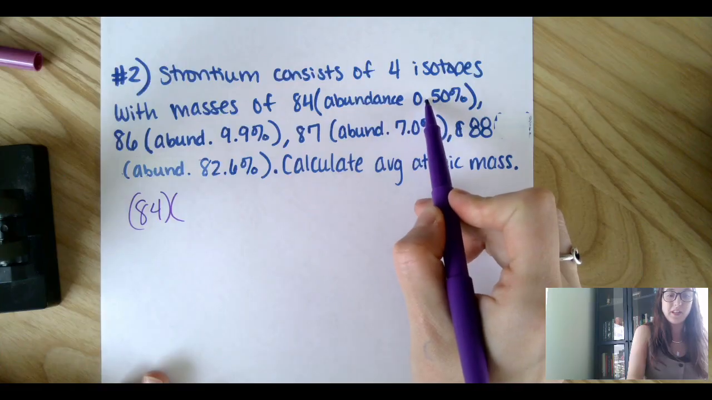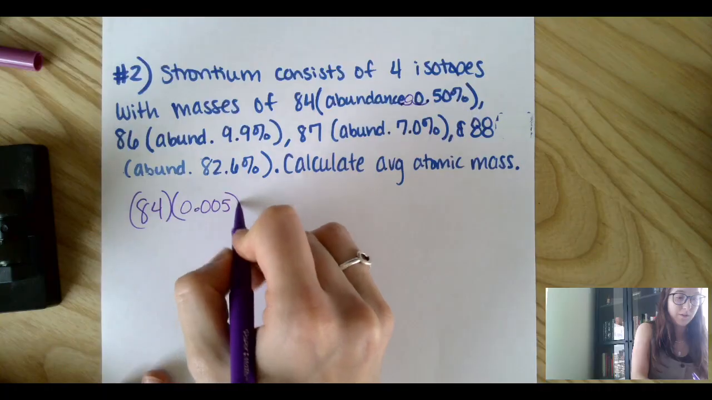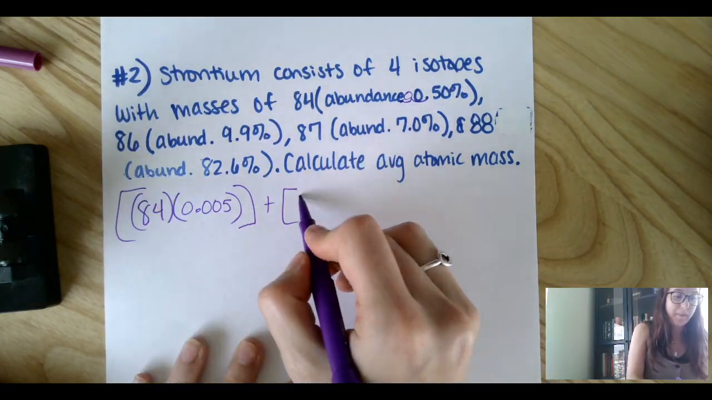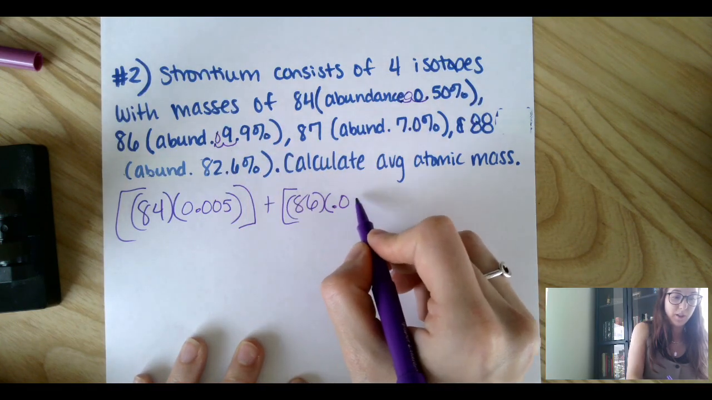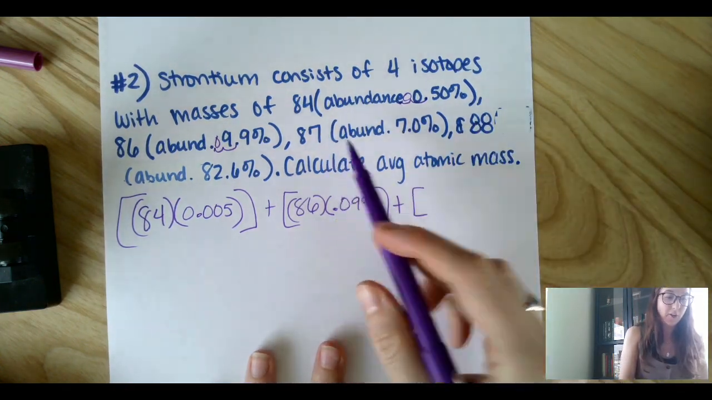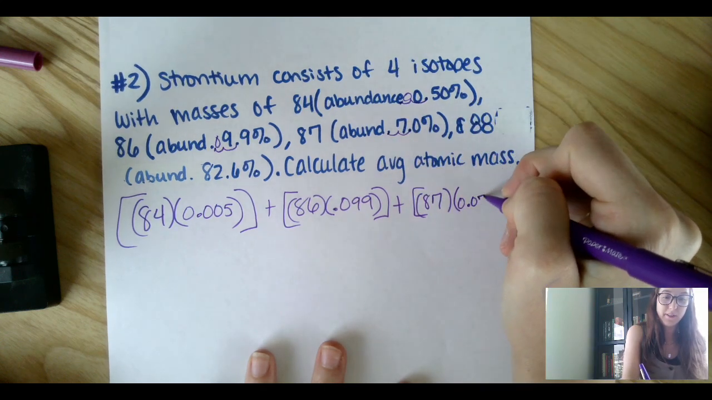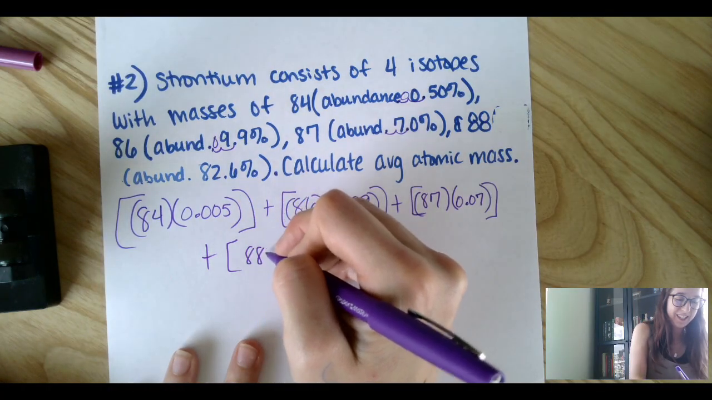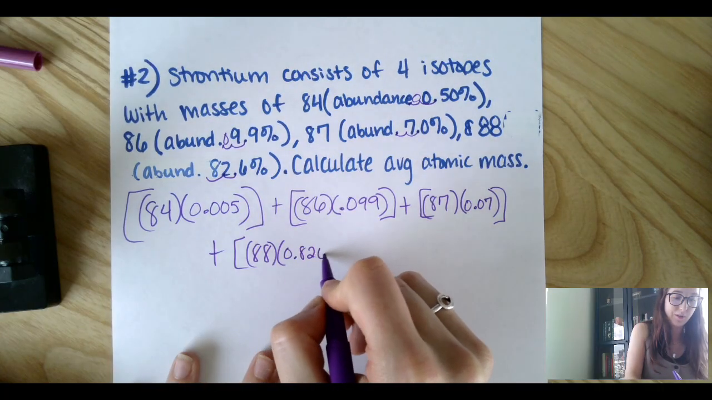So we're going to do 84 times, right? Again, I would move this 2 to the left, so 1, 2, so it's 0.005. And then plus I have another isotope, a mass of 86, times the 9.912, so 0.099. Again, you could be plugging these in the calculator, dividing them by 100. 87, this would be 1, 2, so 0.07. And we've got one more, don't forget about it. We got 88 times its percent abundance, 82.06, that is 0.826, okay?